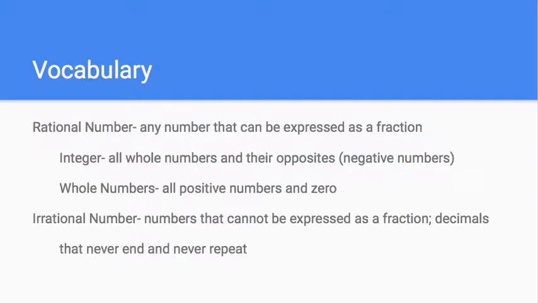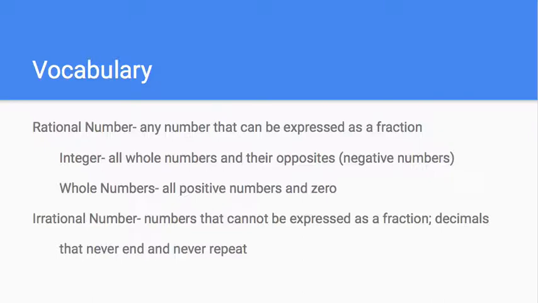So vocabulary. A rational number is any number that can be expressed as a fraction. So whole number, fraction, decimal, percent, those are rational numbers. Now within that, there are 2 subcategories. Integers, which are whole numbers and their opposite, so just positive and negatives, but not decimals, not fractions. And then there's whole numbers, which is all positive numbers and 0. So those are rational numbers.